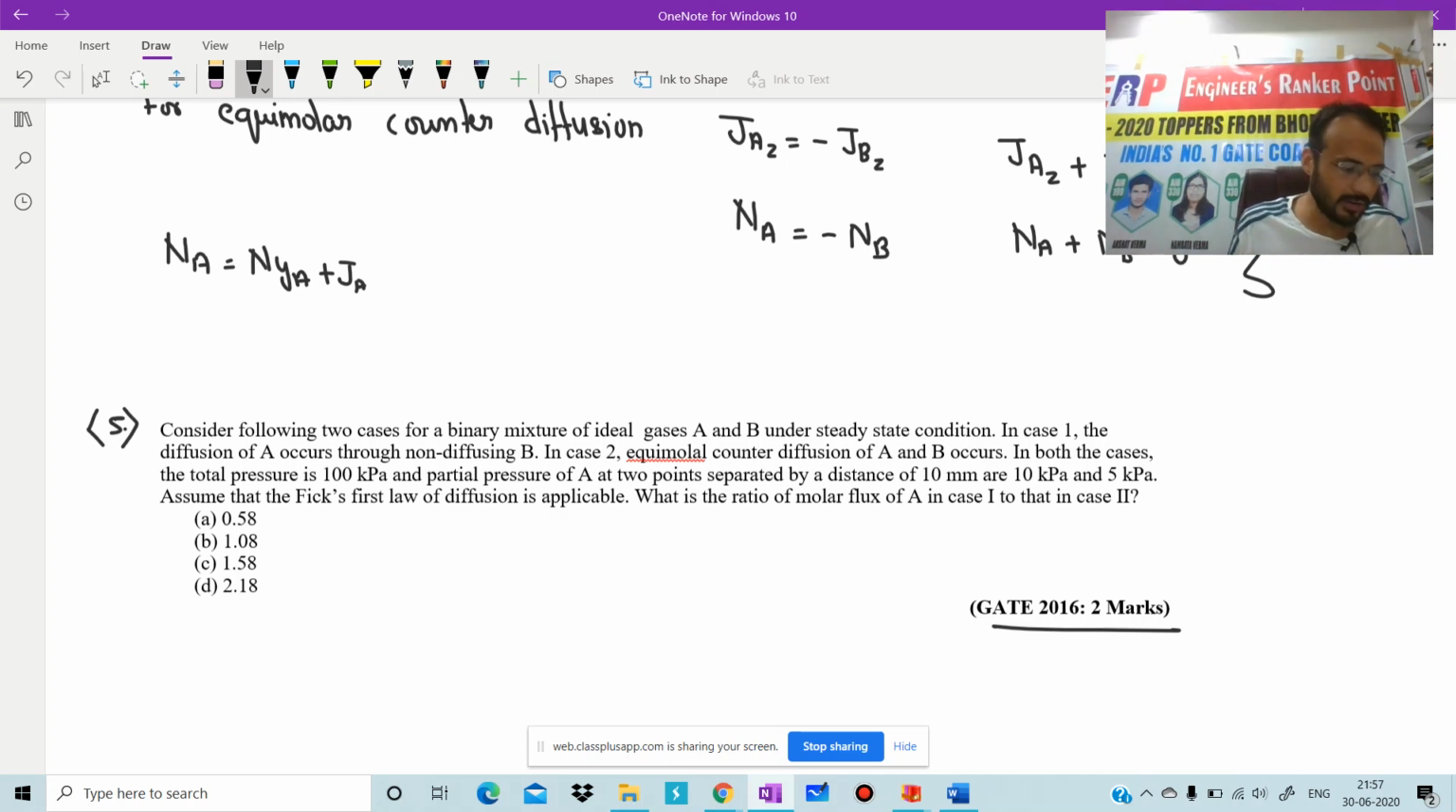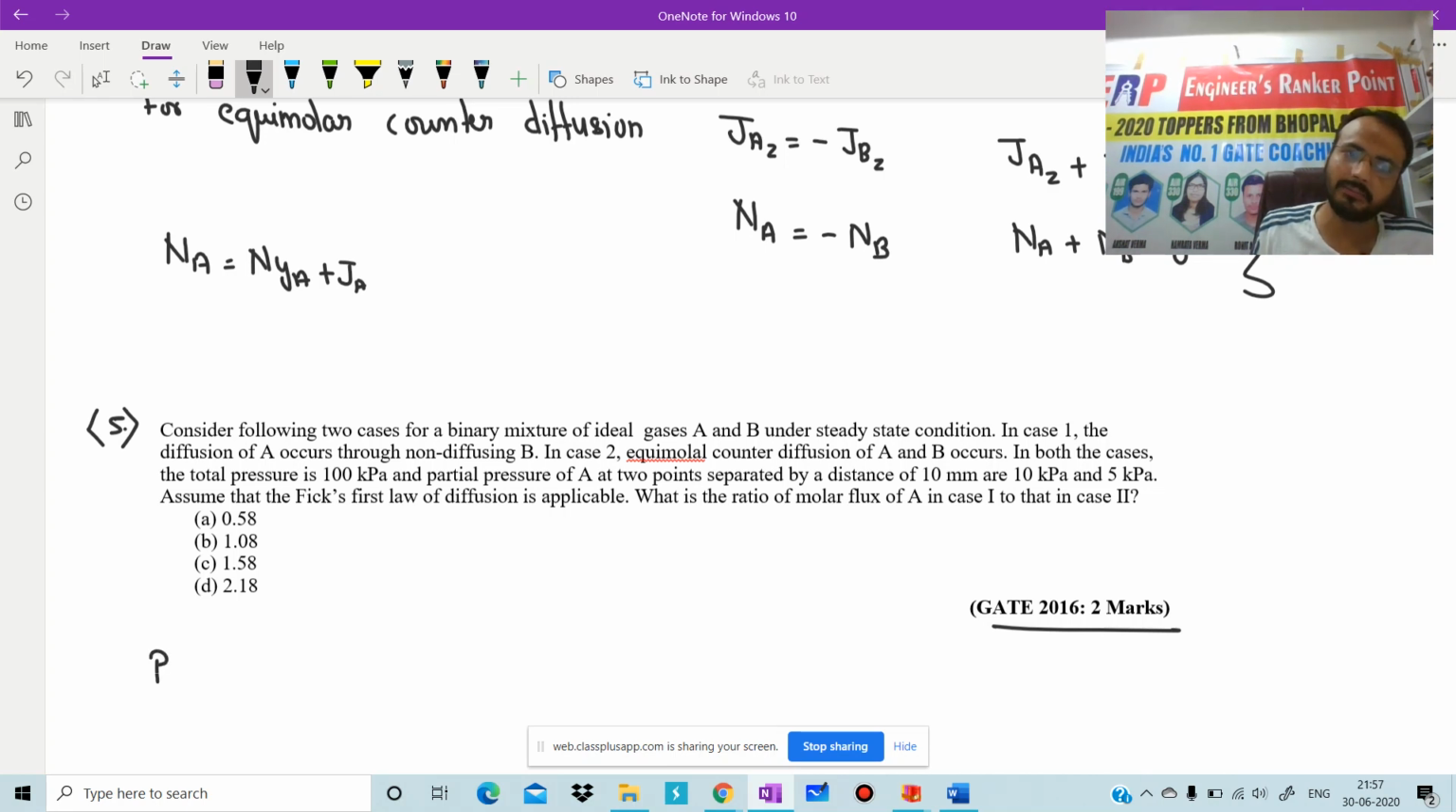Okay, now we are going to discuss this question. First, read the question carefully. Consider the following two cases for a binary mixture of ideal gases A and B under steady state condition. In case first, the diffusion of A occurs through non-diffusing B. In case second, equimolar counter diffusion of A and B occurs. In both the cases, the total pressure is 100 kilopascal.